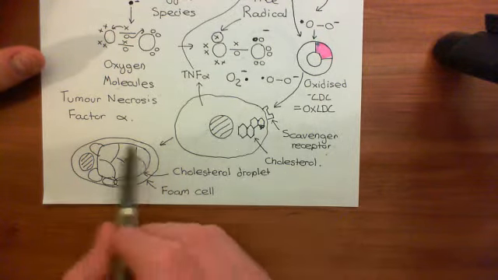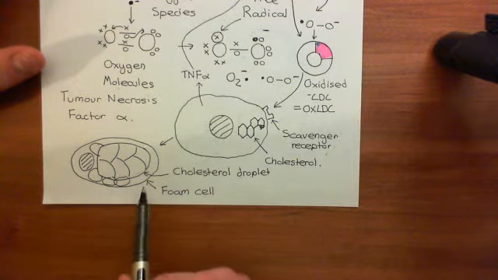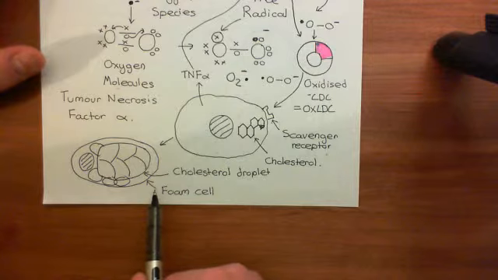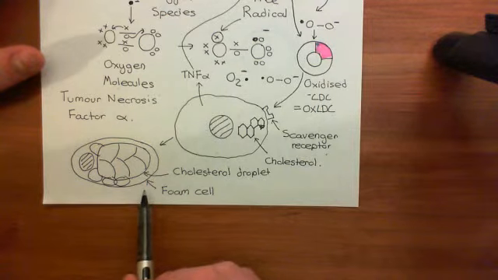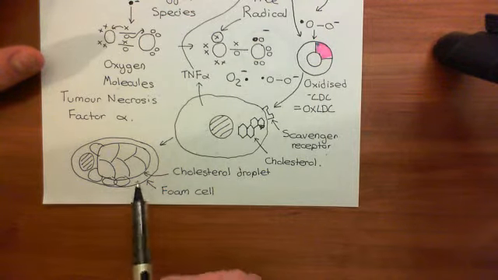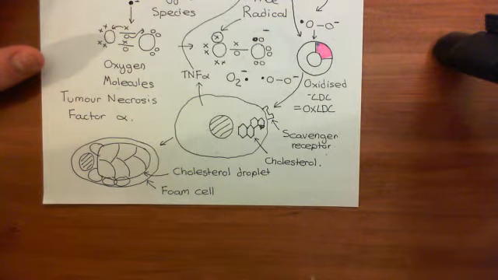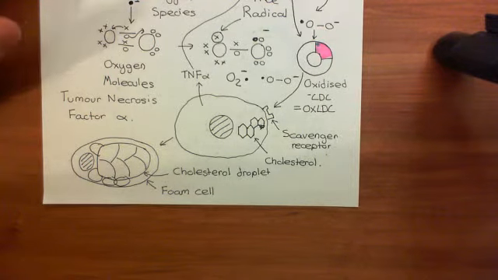Now this macrophage becomes totally unfit for purpose and is no longer dignified with the name of a macrophage. It's now called a foam cell. So you start to build up more and more foam cells within this subendothelial space underneath the basement membrane of your endothelium, of your artery.